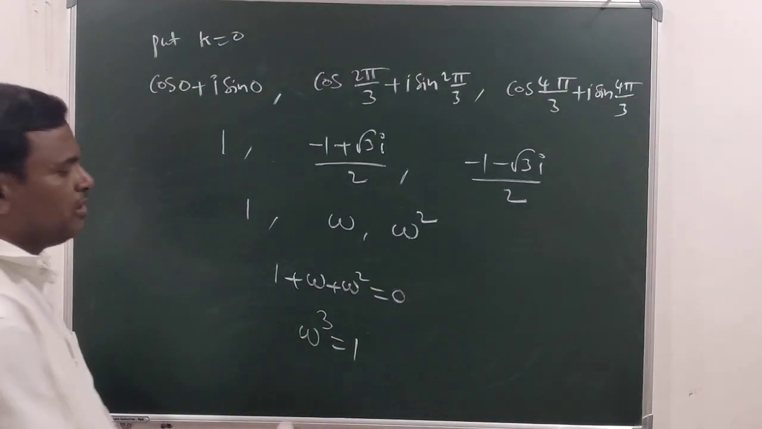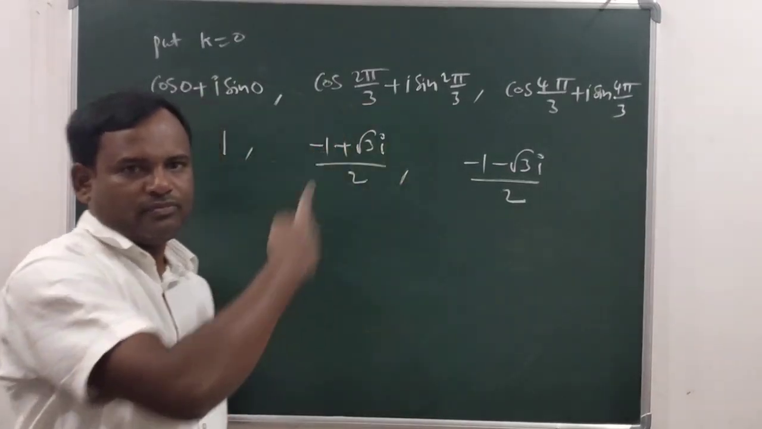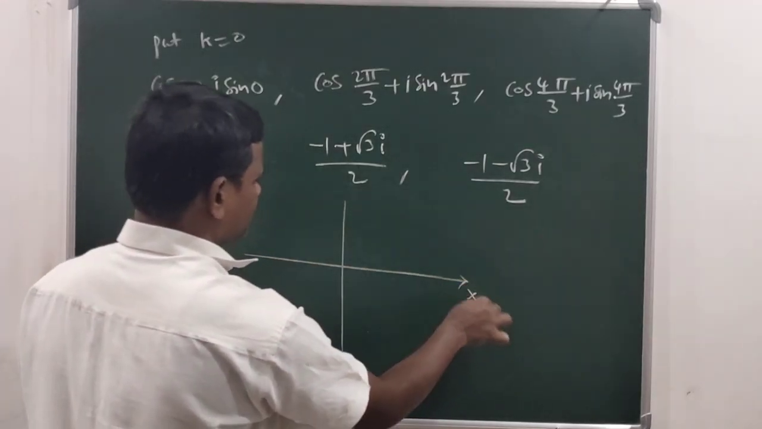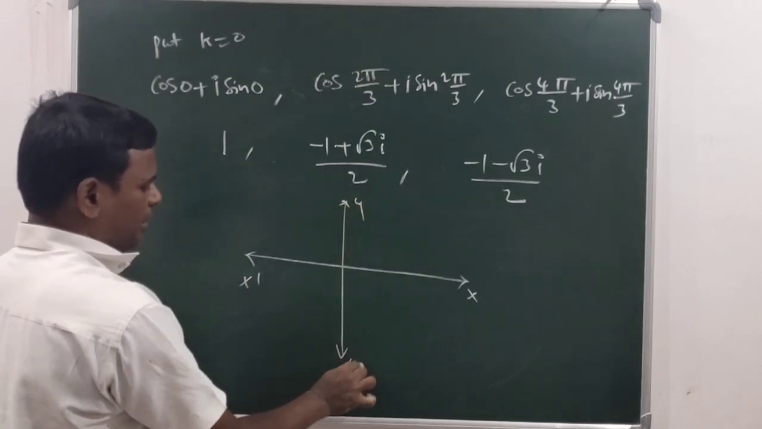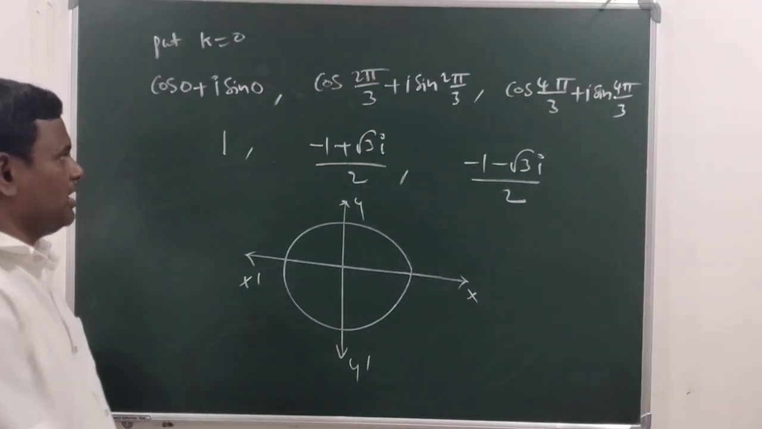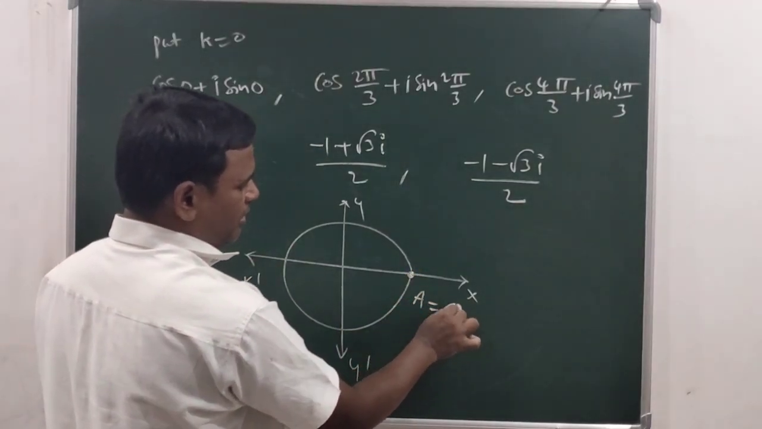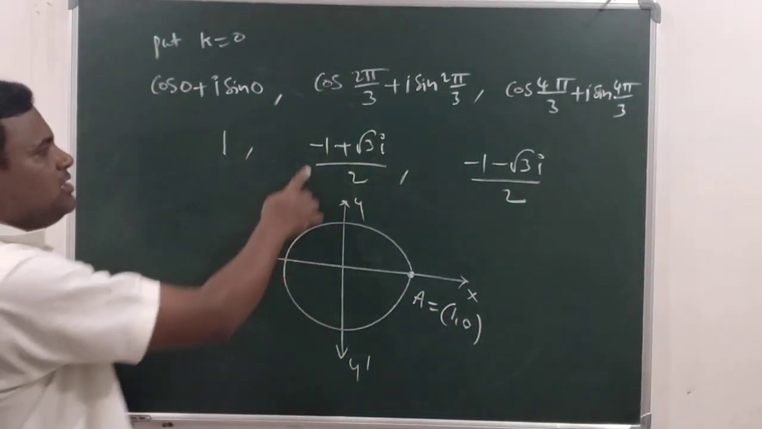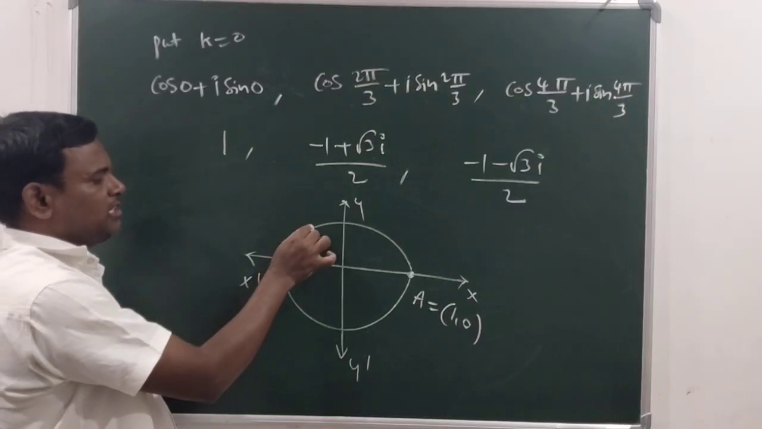You know this. And if you represent these three on the unit circle on the Argand plane, you get it like this. X dash, y dash. Now go to the unit circle and represent them. Let it be A, (1, 0). Now where do you get the point where x is negative and y is positive? You may get somewhere here.